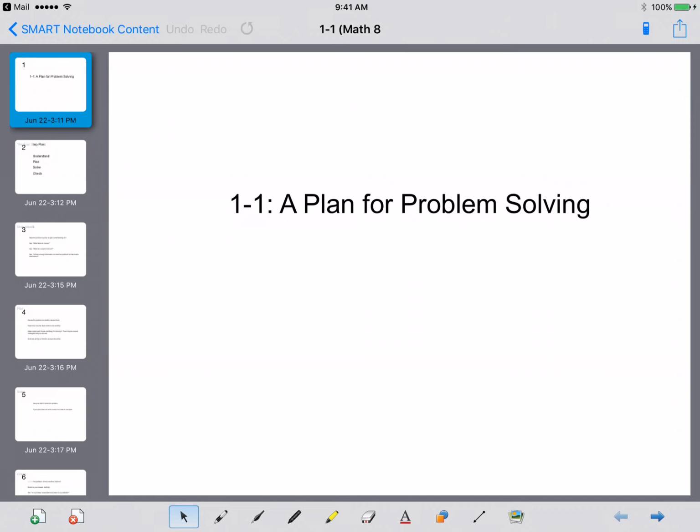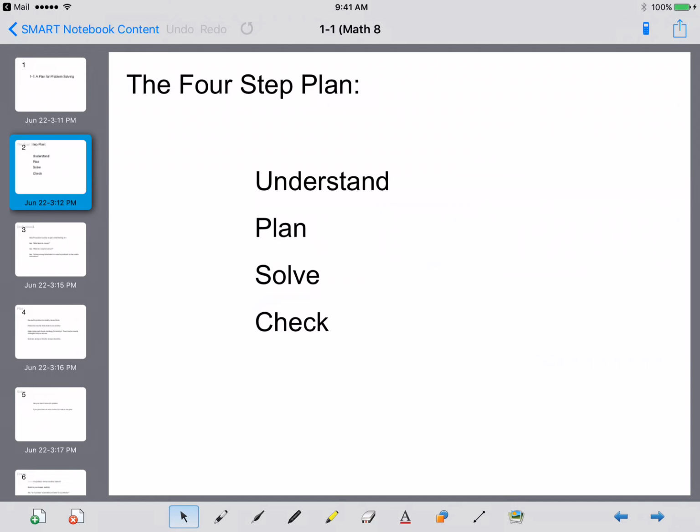Welcome to your very first lesson of Math 7, Chapter 1, Section 1, A Plan for Problem Solving. So our plan for problem solving involves the four-step plan. The four-step plan is understand, plan, solve, and check. Throughout this lesson, we're going to go over what each of those steps involves, and then we're going to put our four-step plan into action and solve a few problems.